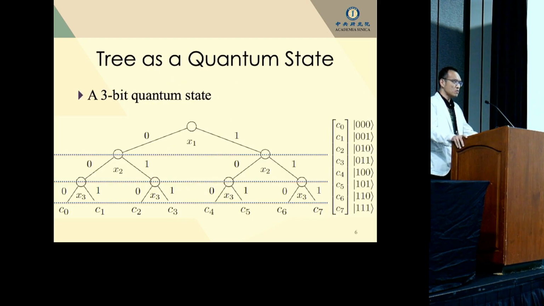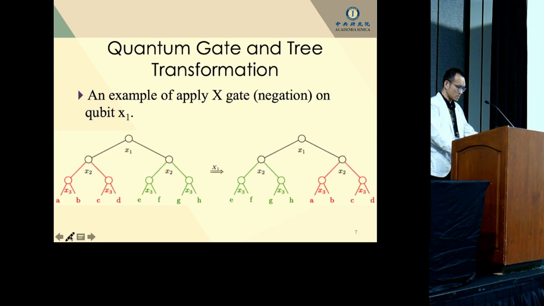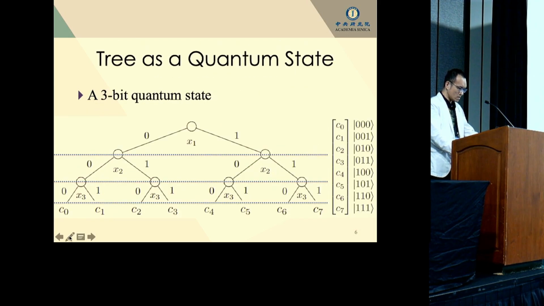So you can actually build a quantum state as a decision tree, where each branch corresponds to a classical state, for example 0, 0, 1, with probability C1. So message 1: a quantum state is a decision tree.